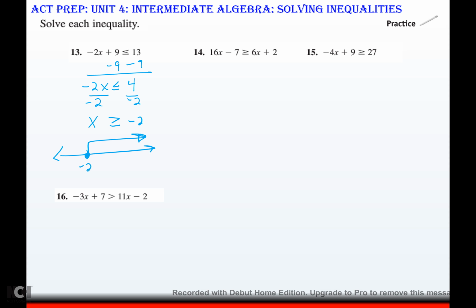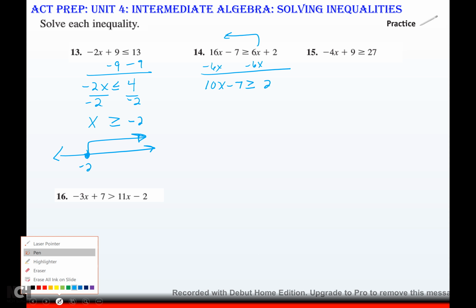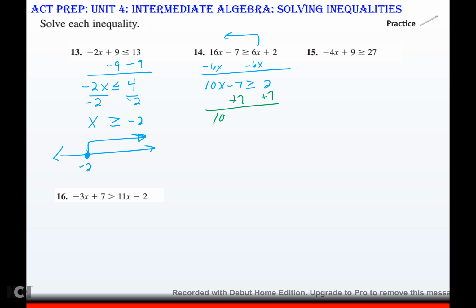Okay, on 14, I've got x's on both sides, so I'm going to move this one over, so minus 6x minus 6x. That gives me 10x minus 7 greater than or equal to 2. Now to get x alone, I'm going to add 7. And I get 10x greater than or equal to 9. Then I'm going to divide by 10, which gives me x is greater than or equal to 9/10. Which means I can include 9/10 and anything bigger in my answer.